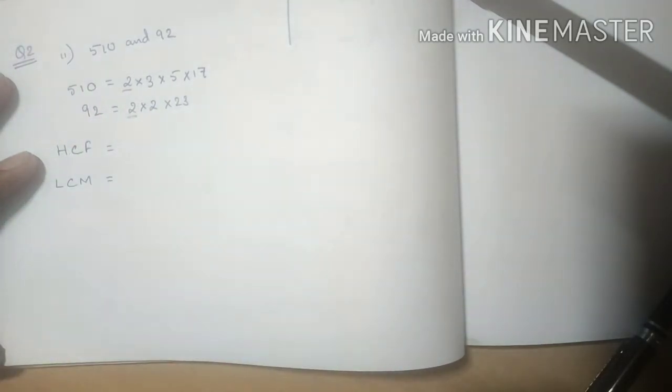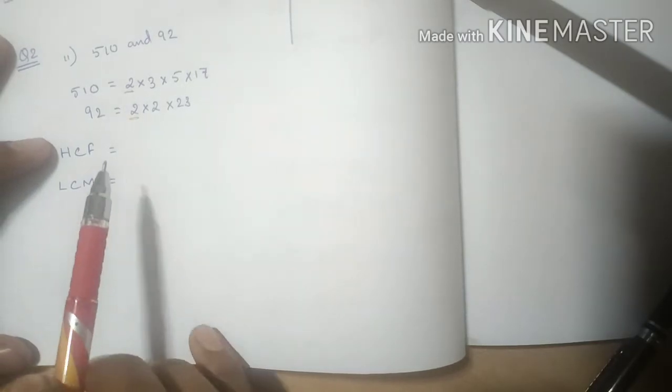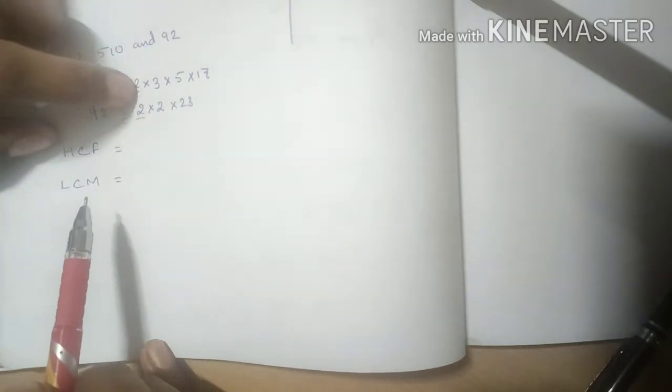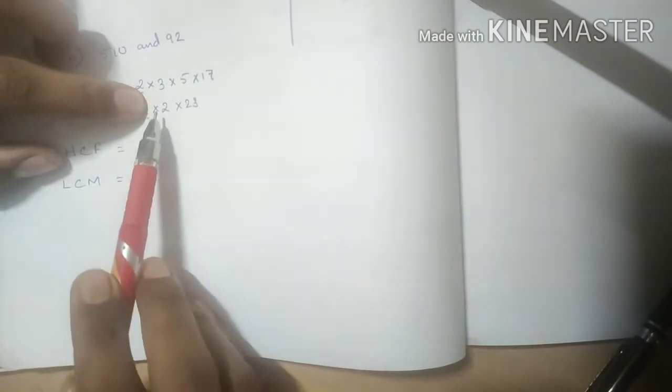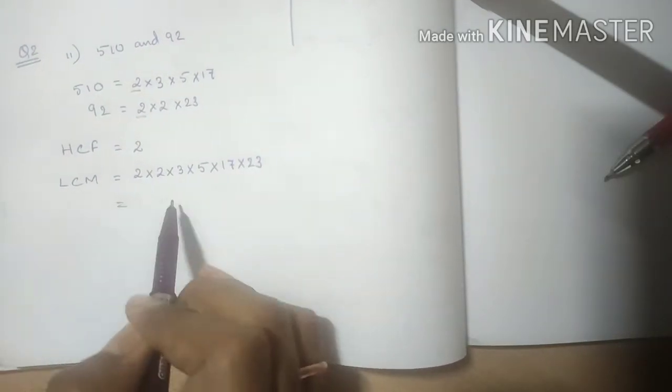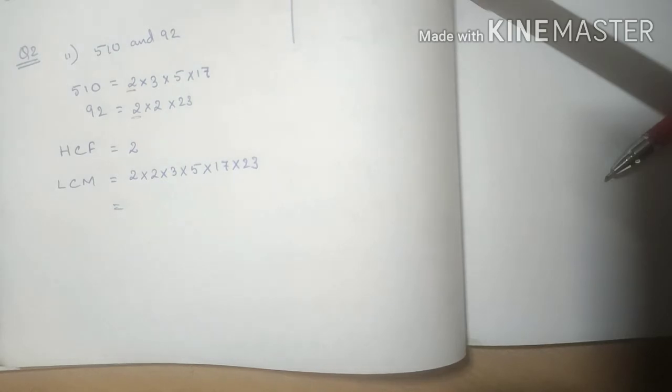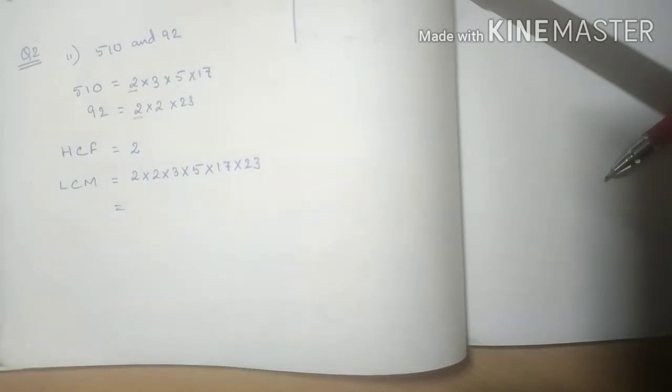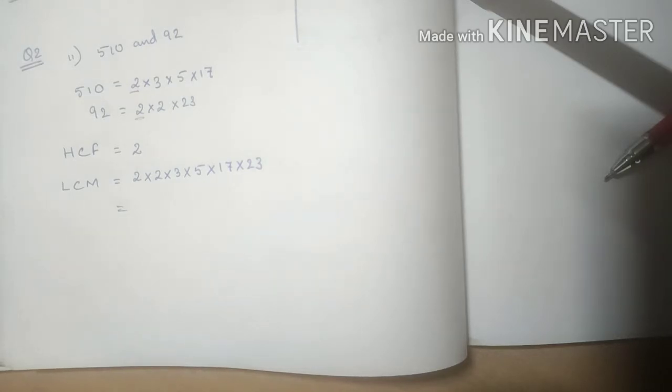So the HCF of these two numbers will be 2, right? And the LCM will be, we'll take 1, 2, and we will multiply the rest of the numbers, right? So this is the required HCF and LCM. We can calculate the LCM here, and I think all the questions are very easy. These first two questions are very easy, so I will not be doing the rest of the parts. That will be your homework, and if there are any queries you can ask me in the comment section.